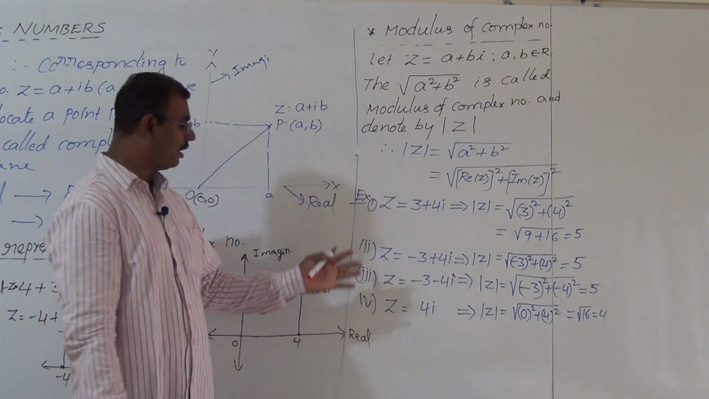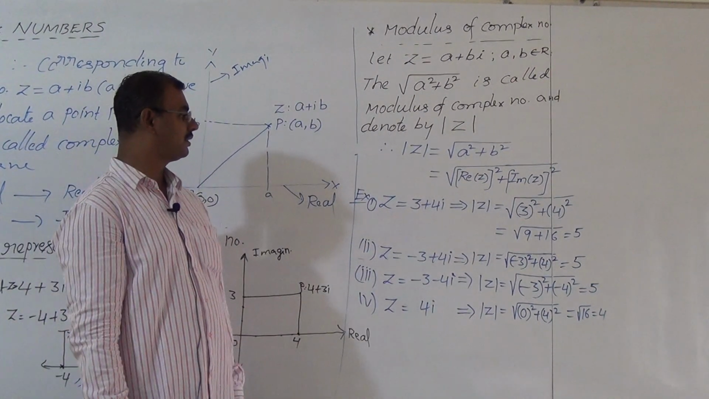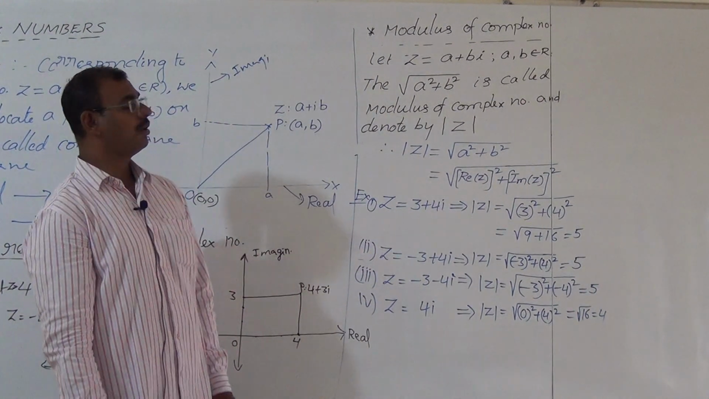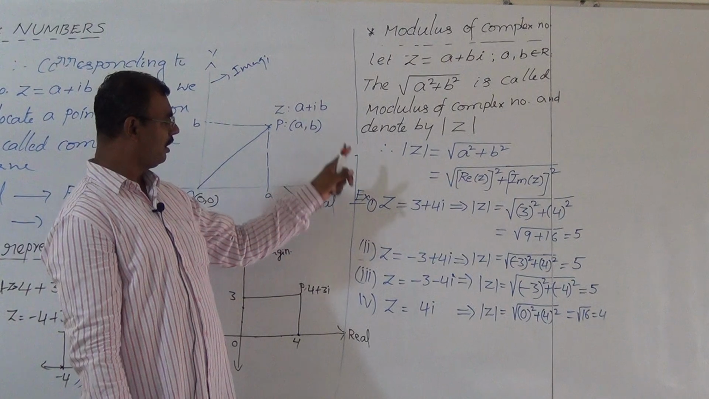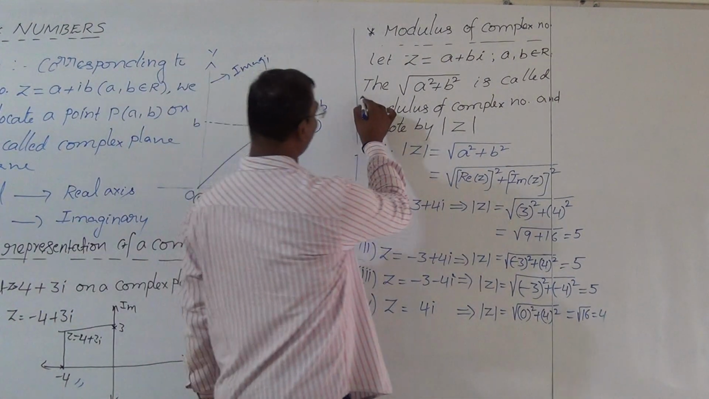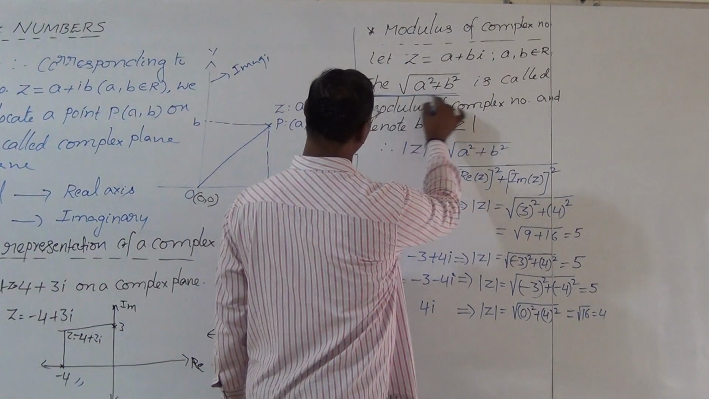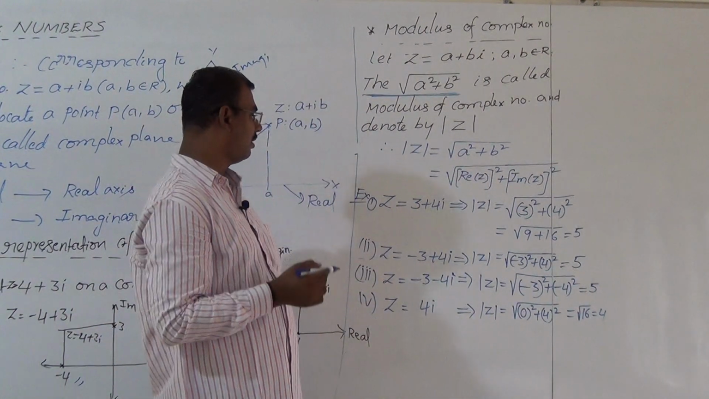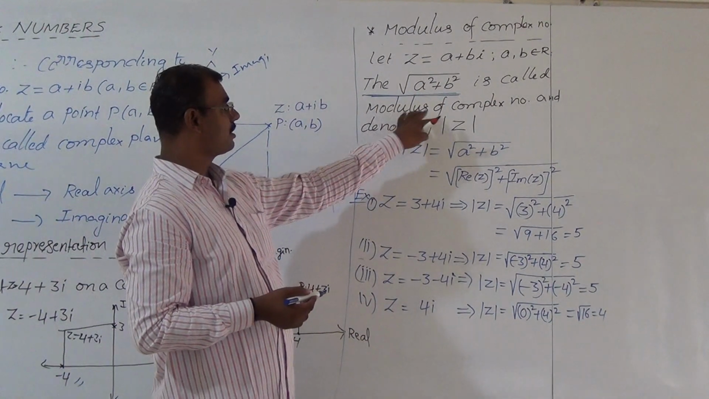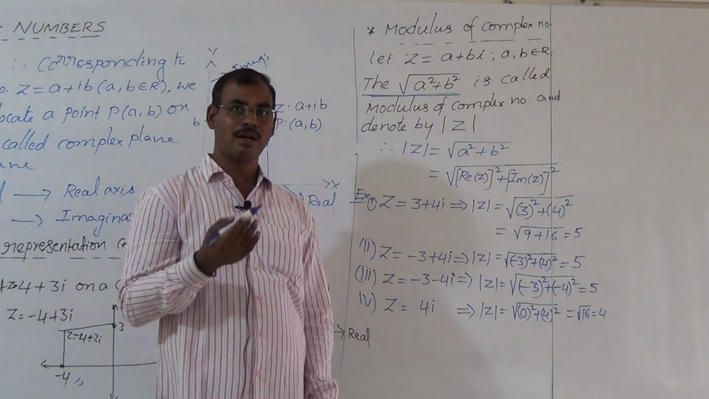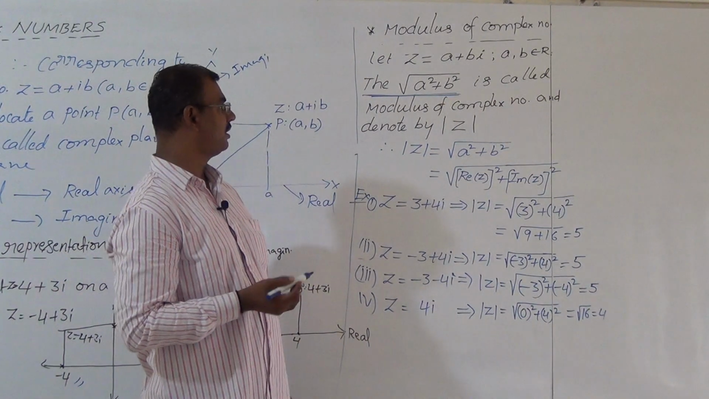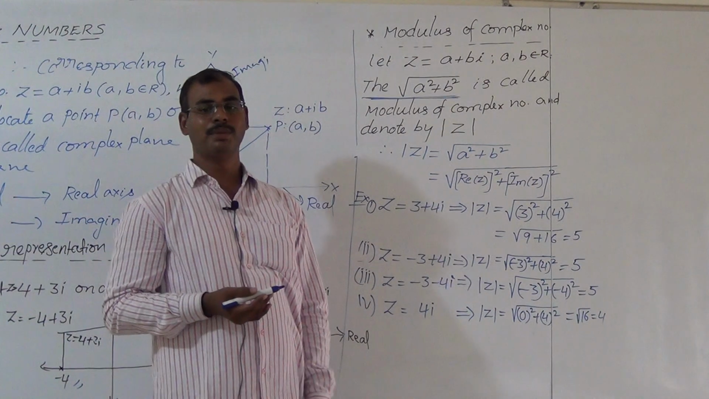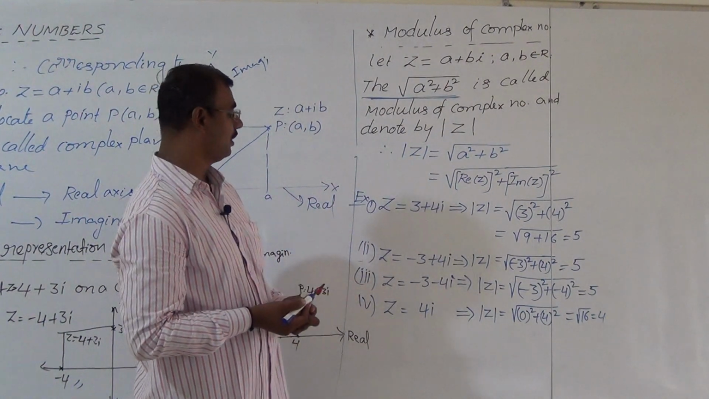So we have to solve plenty of examples anywhere from complex numbers. So this is the modulus of a complex number. Keep it in your mind. This is the main formula. The non-negative real number square root of a square plus b square is called the modulus of a complex number. It is also called the magnitude of a complex number. Some people call it the absolute value of a complex number. So this is the modulus.